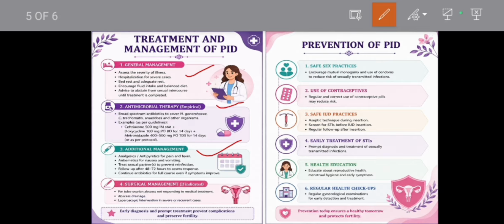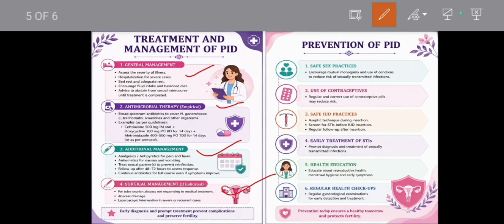And then preventing reinfections: if the partner is having any disease, then we have to treat it so that the infection doesn't appear again and again. Then a proper antibiotic course, the tablets should be taken properly and regularly on time. In surgical management, if an abscess is there, abscess drainage can be done. And laparoscopic interventions are also there in severe cases, or if PID recurs again and again, then more procedures can be done.